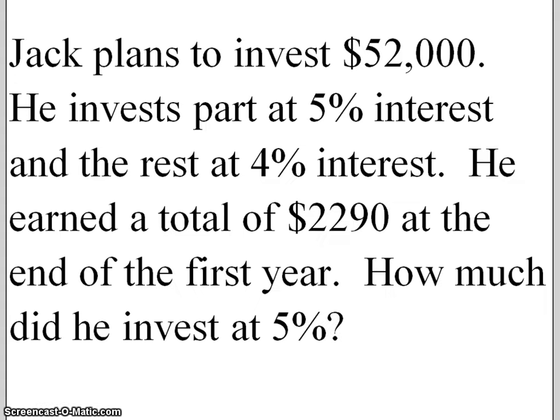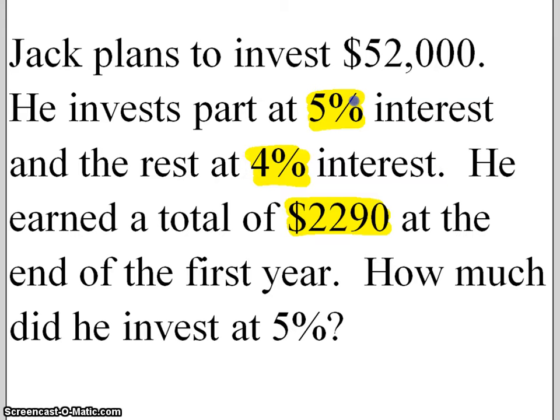The issue we have here is that Jack is investing a total amount, but in two different ways. One of them is at 5% interest. The other is at 4% interest. So we have two different interest rates. We know that the total interest earned is $2,290. So this is actually the sum of two separate interest problems. Interest earned at 5% plus interest earned at 4% is $2,290.